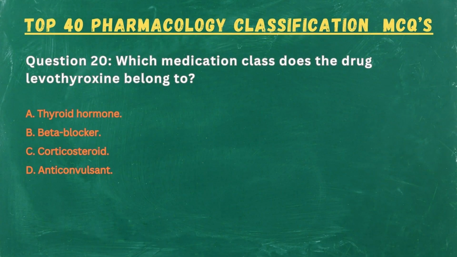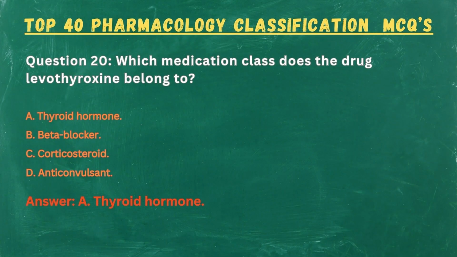Question 20. Which medication class does the drug levothyroxine belong to? A. Thyroid hormone. B. Beta blocker. C. Corticosteroid. D. Anticonvulsant. Answer: A. Thyroid hormone.